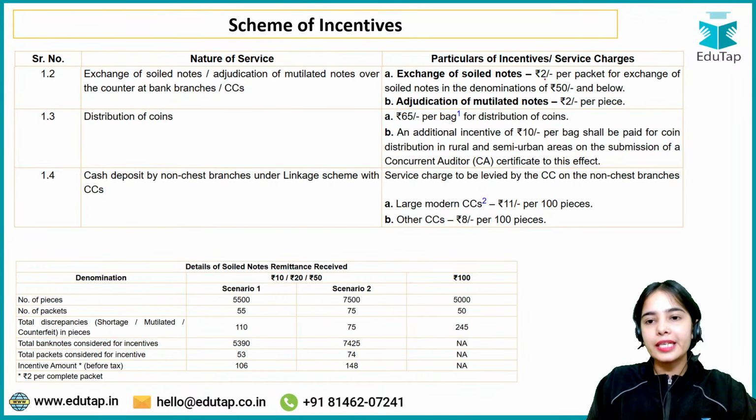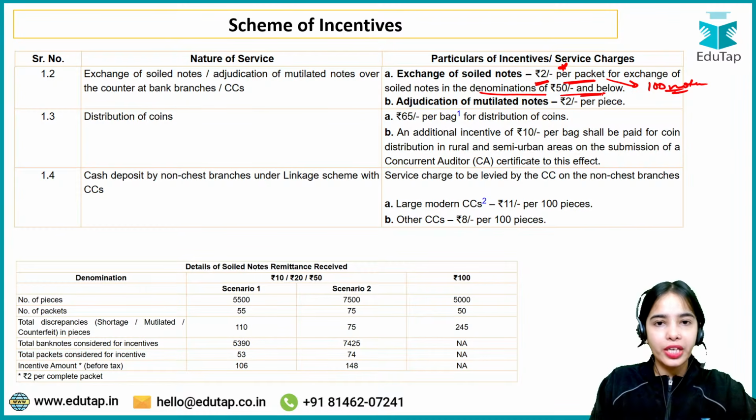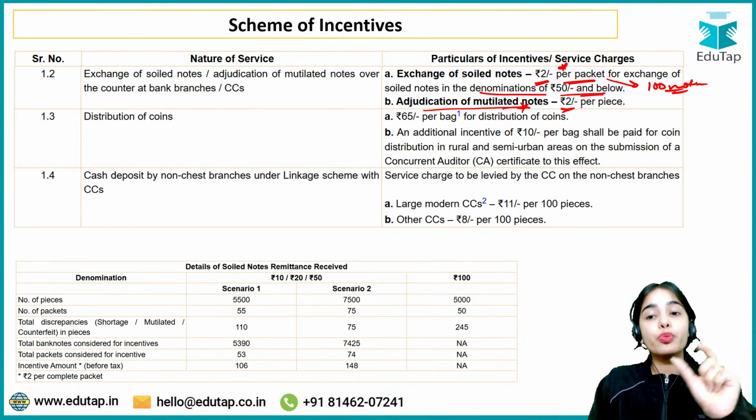Okay, so I hope this is clear, that for the exchange of soiled notes, there is an incentive of 2 rupees per packet. In one packet, there are 100 notes. Okay, so rupees 2 per packet for exchange of soiled notes in the denomination of rupee 50 and below. For the adjudication of mutilated notes, 2 rupee per piece.